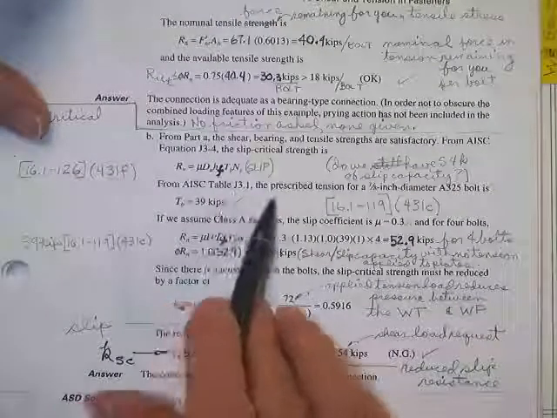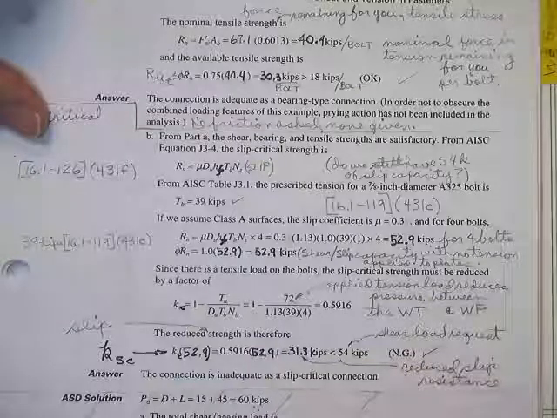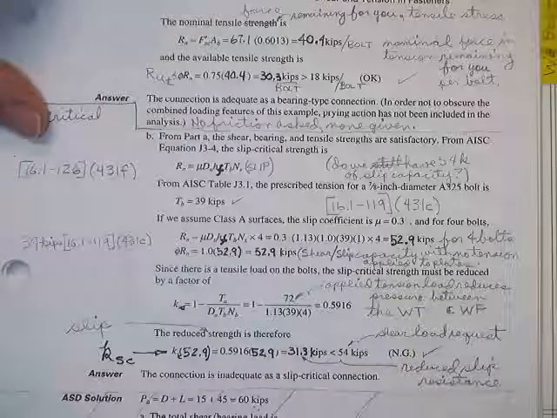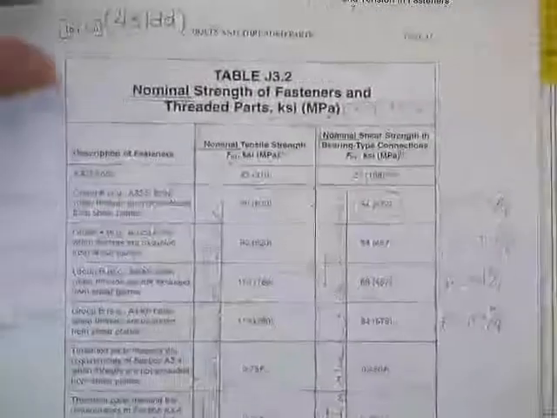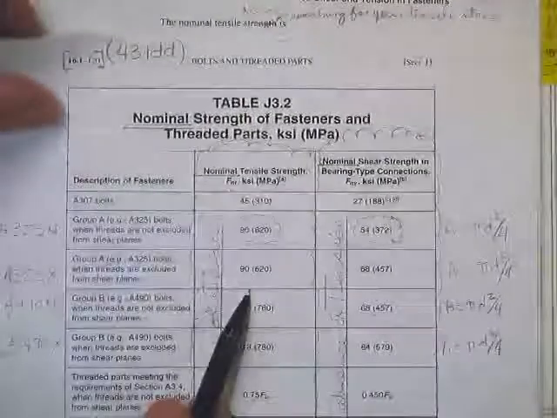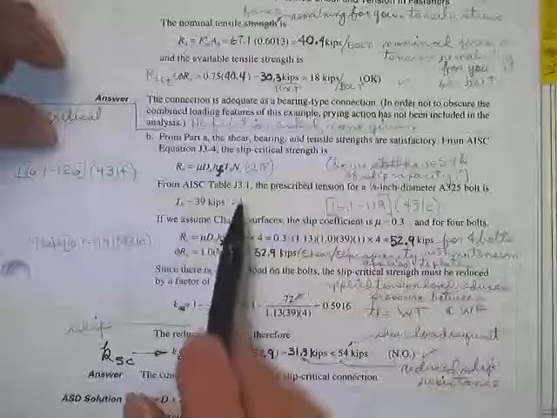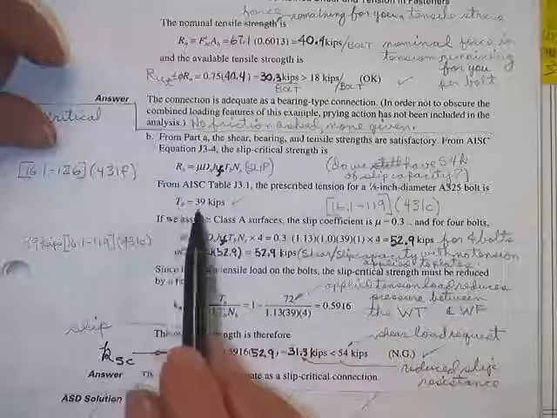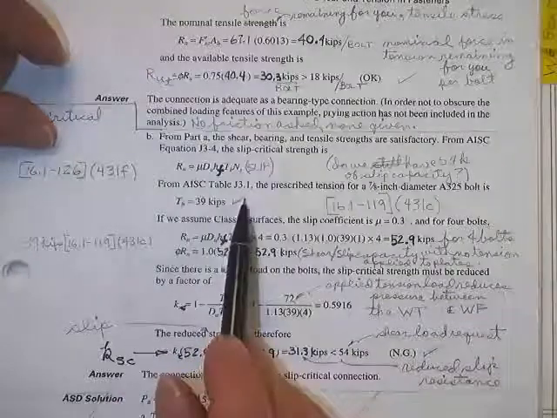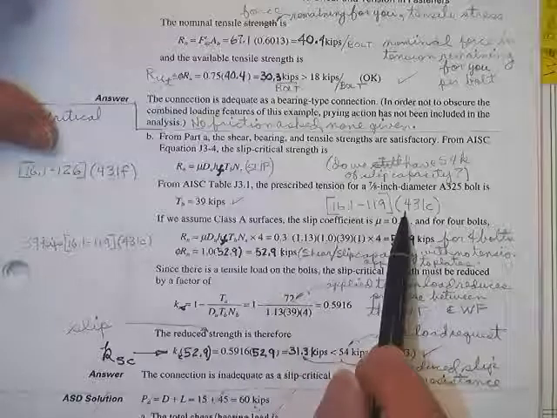From table J3.1, prescribed tension. That's table 3.1, prescribed tension. Is that 3.1? From table 3.1, the prescribed is 39 kips. Oh, that's not the tension, is it? That's right, that's the pretension table. So you'd have to go to the pretension table and find out what it says. He says 39 kips, I've got to check on it. That's two of us that say that. That's a majority. It's on this page right here.